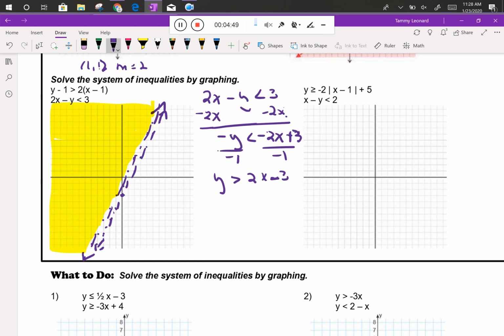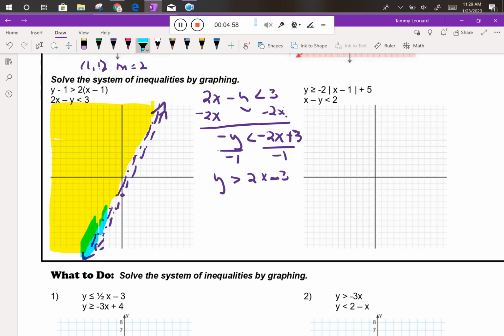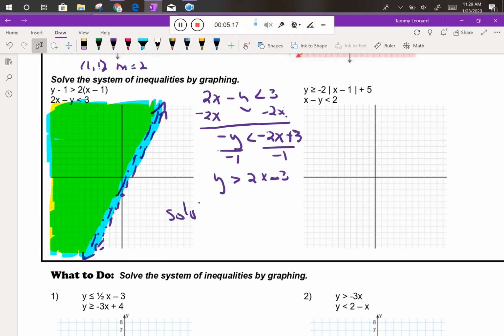And this one says to shade above as well. So I'm going to switch colors, and when I shade above, I'm going to be able to see that the part that is the solution is the part that's green, right? Yellow and blue makes green. So the overlapping region is the system, the solution to the system. So notice in this case, the solution is the green.